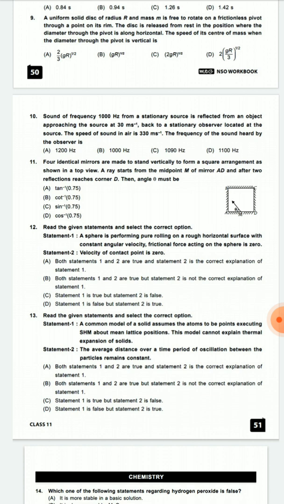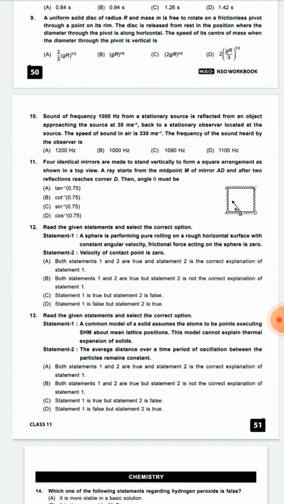It's a very easy question. Here it is given that from a stationary source, the sound which has a frequency of 1000 Hz is reflected from an object approaching the source at 30 meters per second. When it comes back, it is received at the source, and the speed of sound in air is 330 meters per second. We need to calculate the frequency of sound heard by the observer. Here the options are 1200 Hz, 1000 Hz, 1090 Hz and 1100 Hz.